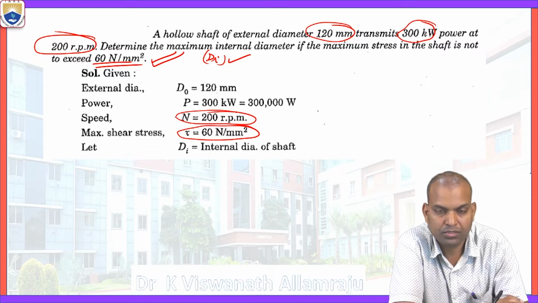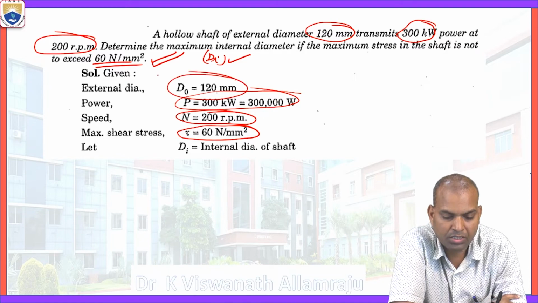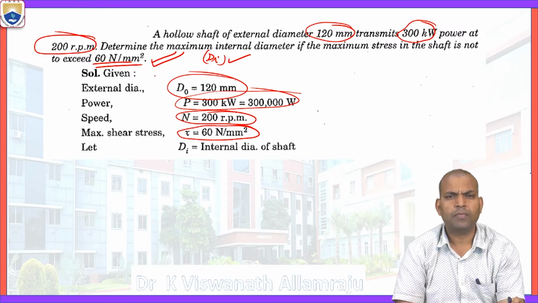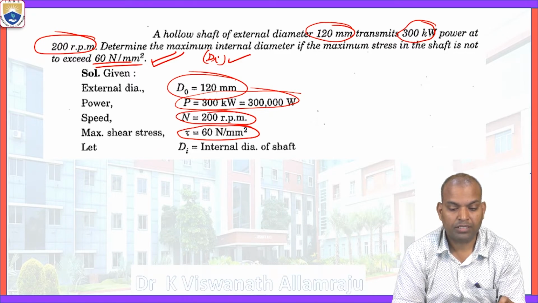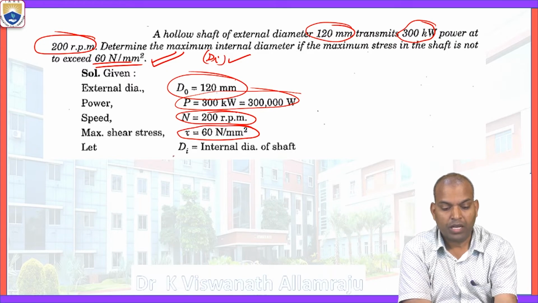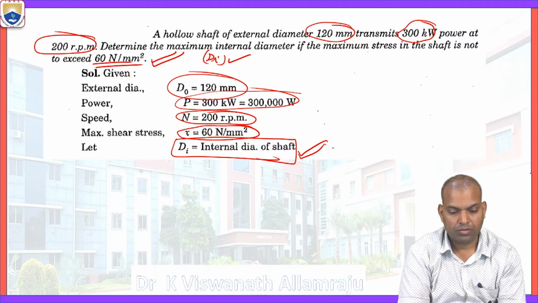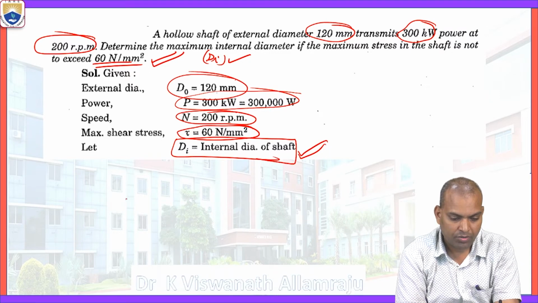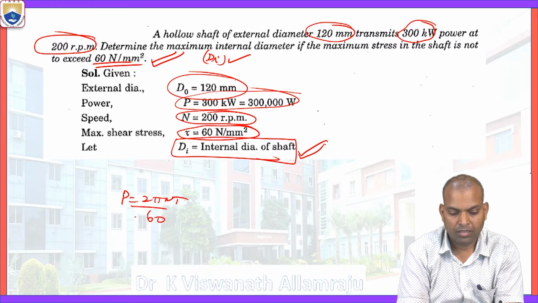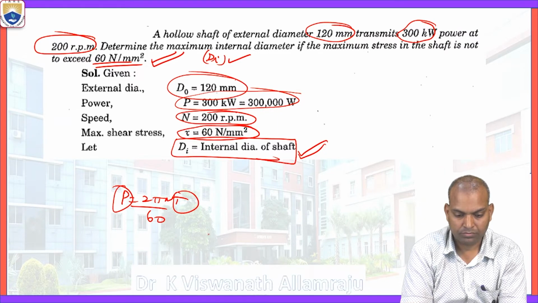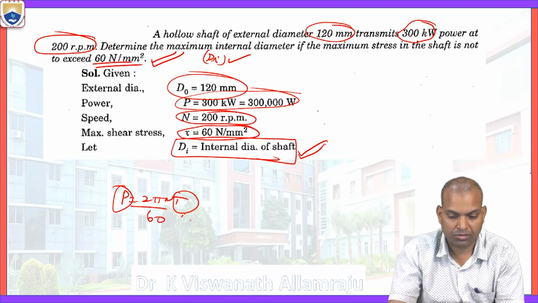60 N per square millimeter, 300 kilowatts, that is 300,000 watts. D naught is 120 millimeters, the external diameter. And we have to find out DI. Which formula do we have to use for a hollow circular shaft? My understanding here is, let us begin with 2 pi N T by 60. Power we know, in that T becomes the torque for the hollow circular shaft.